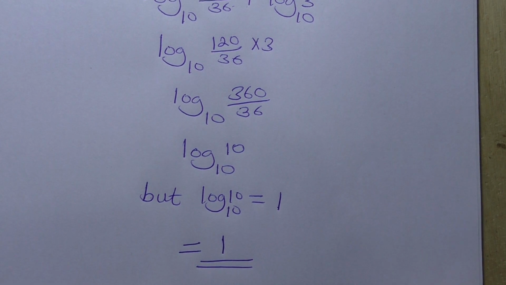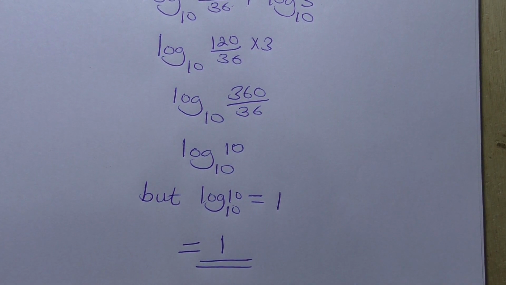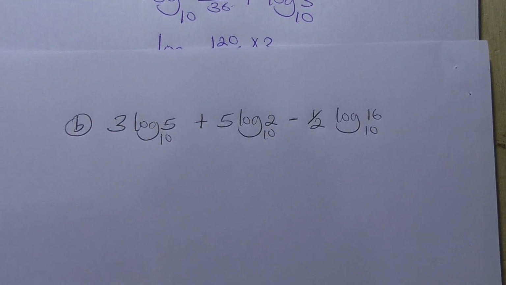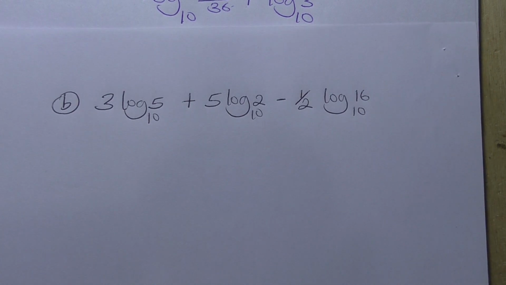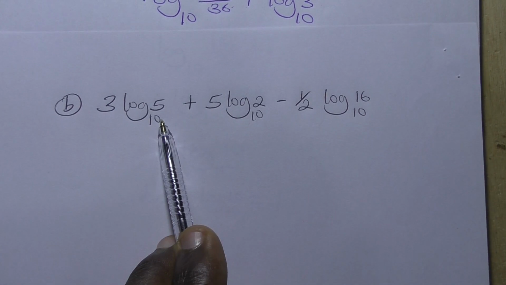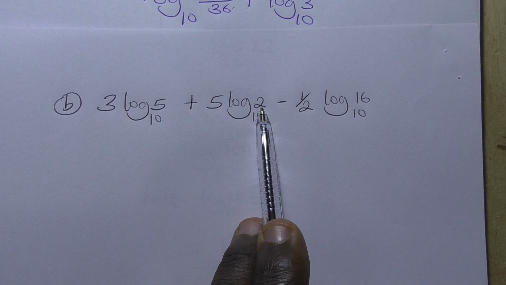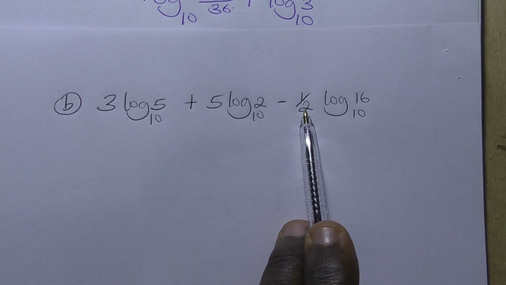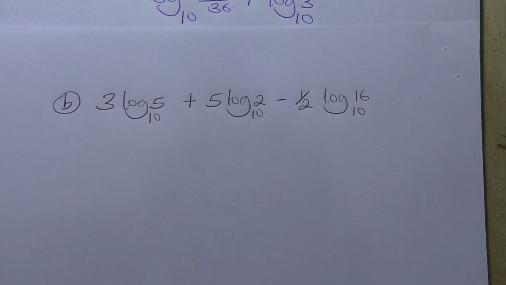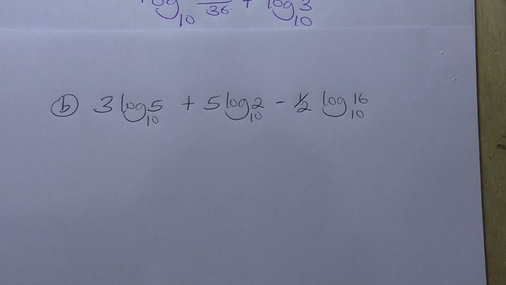I want us to look at part B of the same question. Part B says 3 log 10 power 5 plus 5 log 10 power 2 minus a half log 10 power 16. So they want us to evaluate this without using a calculator or mathematical tables, but simply applying the laws of logarithm.